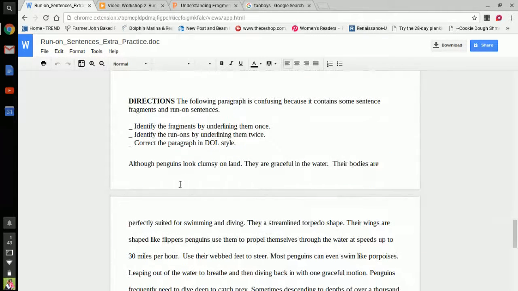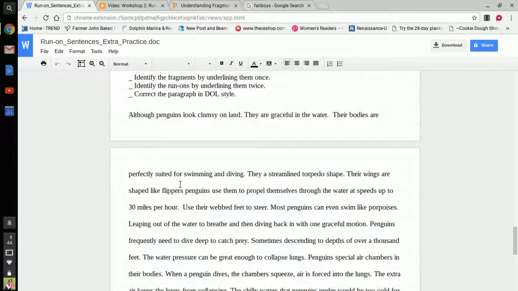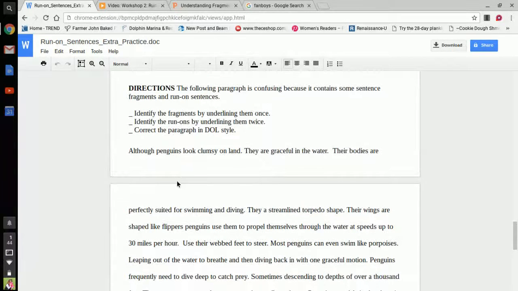Then the following paragraph is confusing because it contains some sentence fragments and run-ons. Now, this is where I kind of like this because this is more realistic of what you're going to see, especially when we do peer editing. You need to make sure that you are able to identify run-ons and fragments in a paragraph. It's easy to pick them out when they're by themselves in a sentence. But it's a little trickier when they're in a paragraph because you're reading and it's just flowing. But you have to read it grammatically.